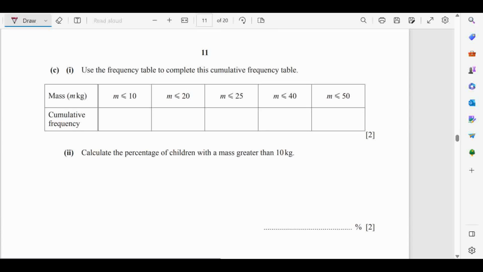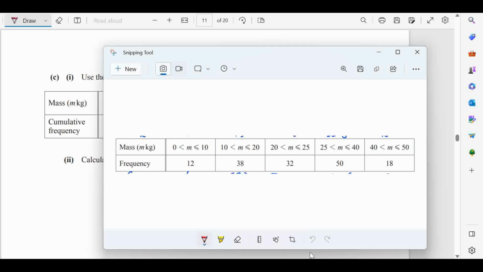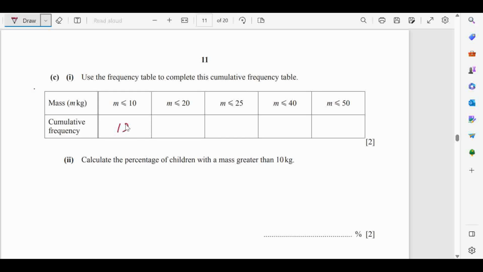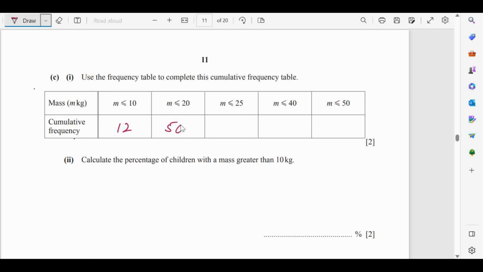Next part C. In part C, first use the frequency table to complete this cumulative frequency table. So we can see that when the mass is less than 10, the frequency was 12, which means that the cumulative frequency for this will be 12. Now for less than 20, if we add it, 38 plus 12 is 50, so this will be 50.